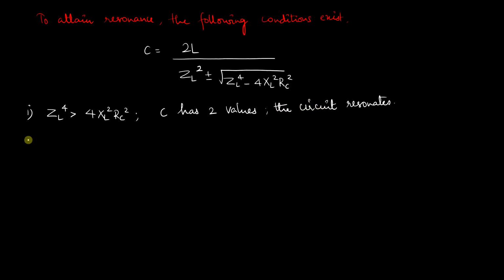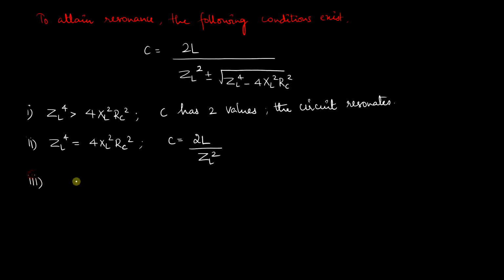If ZL to the power 4 is greater, at which the circuit will resonate. The second condition that we have is, if ZL to the power 4 is equal to 4 XL square into RC square. In this case, this entire term will be equal to 0, and the value of the capacitor can be computed as C equal to 2L divided by ZL square, because this entire term will be equal to 0.